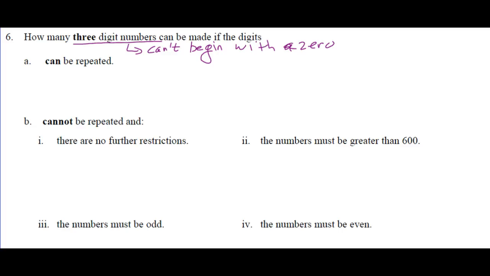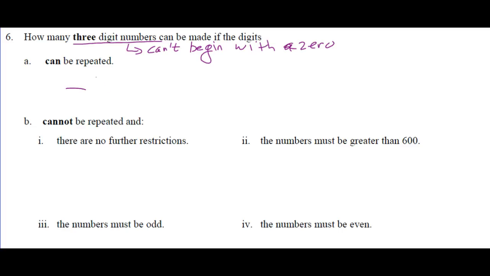Now if it's a passcode, then sure, right? You can start with 0. Like 079 might be a valid passcode on something, or a combination. You see those combination locks that have just like the 10 digits and you just sort of rotate them around? Okay. All right, so how many three-digit numbers can be made if the digits can be repeated?